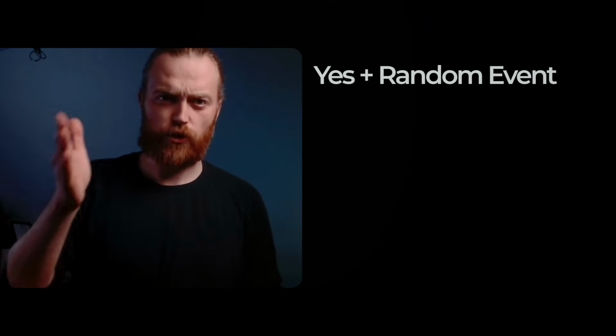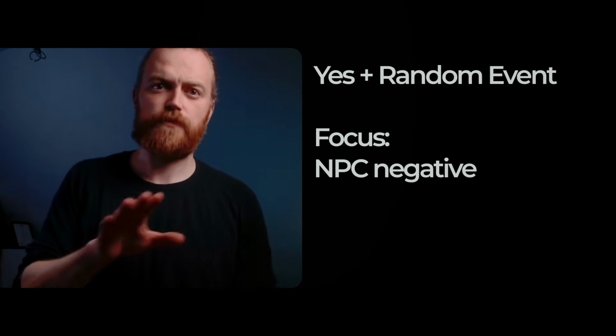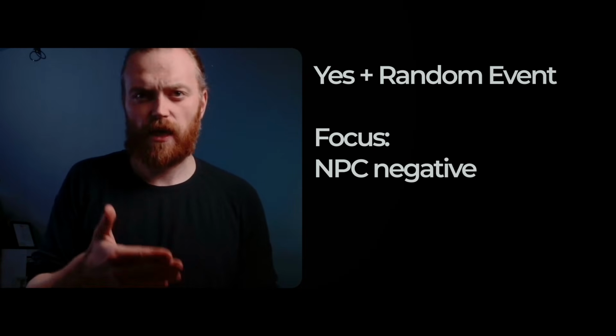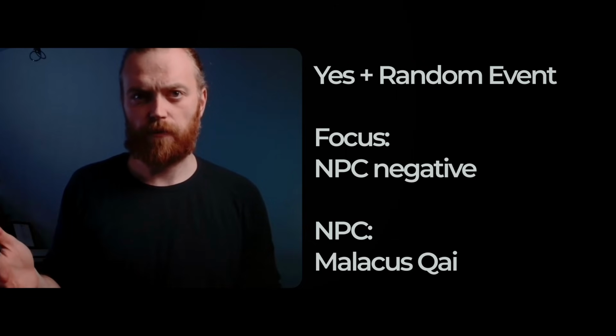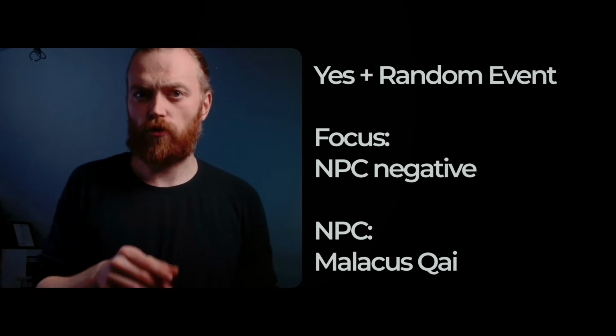And when we roll doubles like a 22 or 23, and it's lower than our chaos factor, we trigger a random event, which is essentially the same as an interrupt. Let's say I roll a yes. That's how it looks like, but I also trigger a random event with a focus of NPC negative. I roll on my NPC list and roll Malachus Kai. I actually already have an idea and decide not to roll on any additional tables.